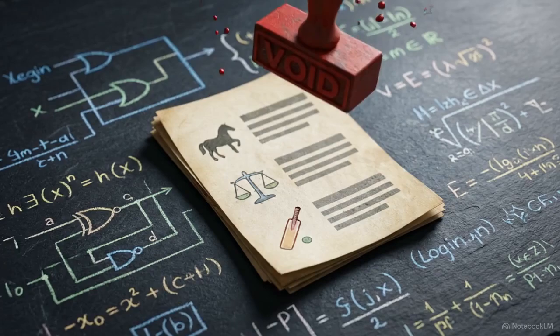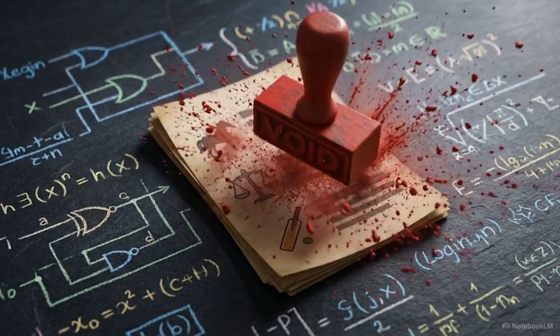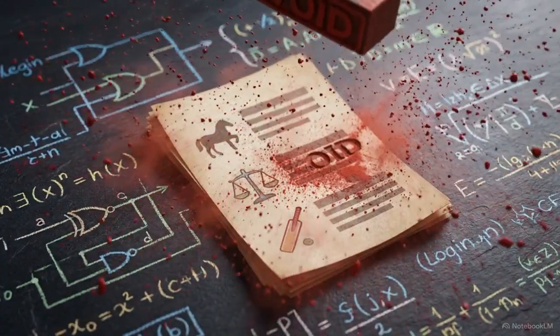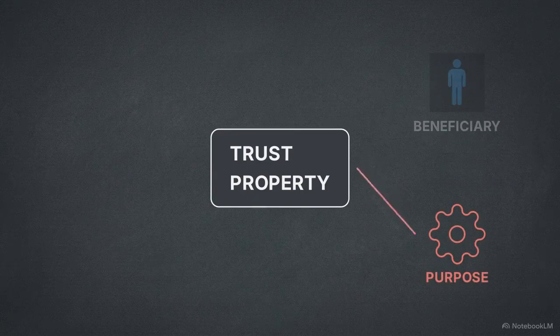Your natural instinct is to execute the testator's wishes exactly as written. Equity's instinct is to strike the document down. This tension reveals a core doctrinal paradox. A standard trust designates property to benefit a specific person. Here, the testator wants to designate property to achieve a specific purpose.